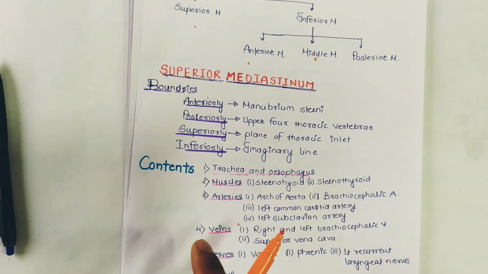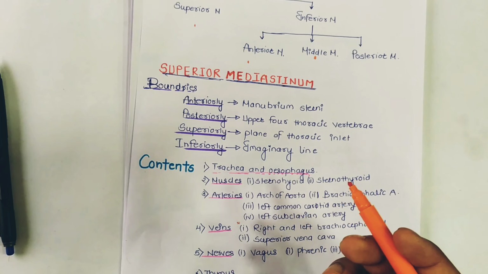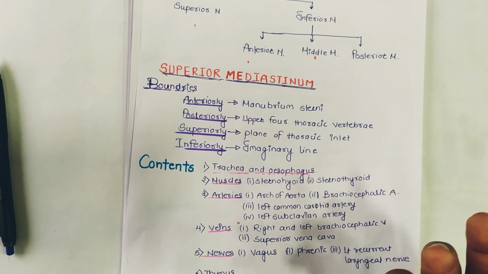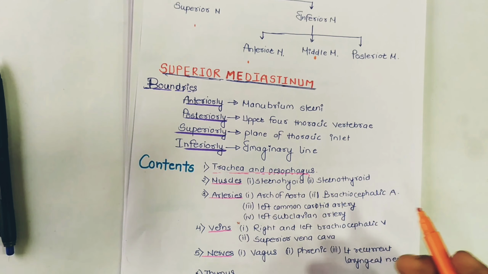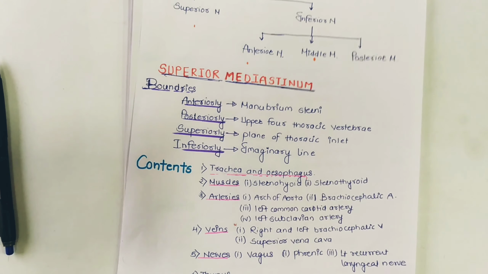superior mediastinum. So the arteries are the arch of aorta and the brachiocephalic artery as well as arch of aorta की branches कौन कौन सी होती है? Brachiocephalic artery, left common carotid artery and left subclavian artery. Veins कौन कौन से? Right and left brachiocephalic veins, superior vena cava. Nerves हैं vagus, phrenic, left recurrent laryngeal nerve as well as thymus and the thoracic duct as well as lymph node.